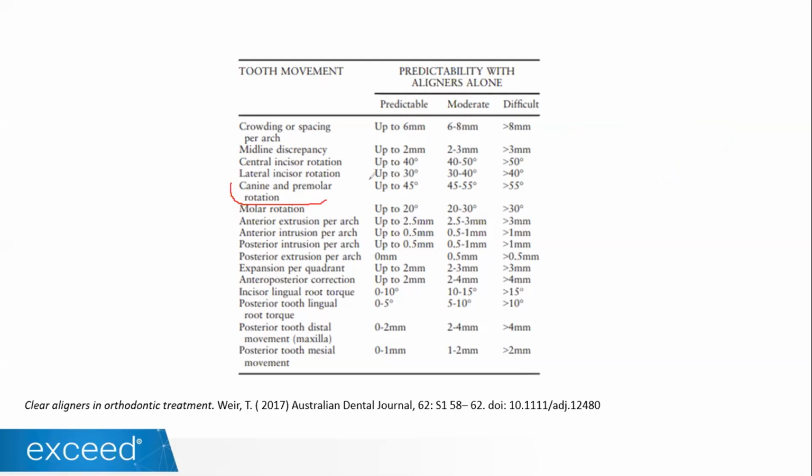I wouldn't trust this too much. Then extrusions, for me, this is good, 2.5. Intrusions, I will say more, and we are going to see how to achieve this later. And posterior intrusion is something that we can also do very well. Posterior extrusion is what I want to talk about here.